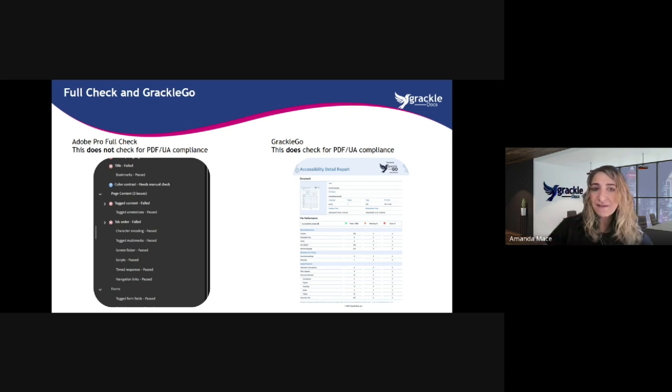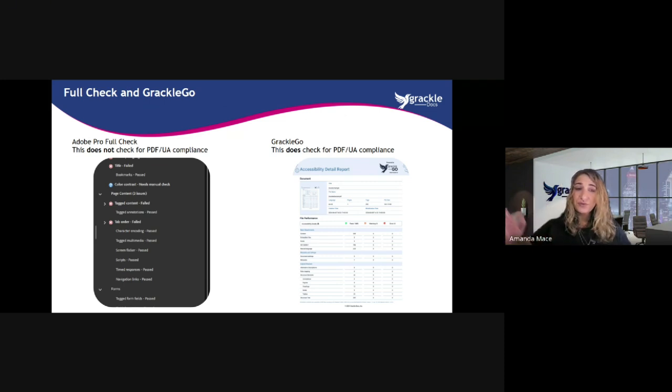I'm very much talking about how we manually check those 108 machine checking abilities within that framework for PDF UA. So there are two main ones. One is we can check accessibility using the Adobe Pro Full Check.